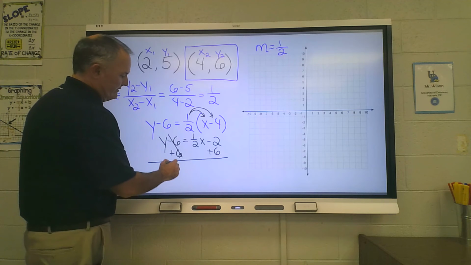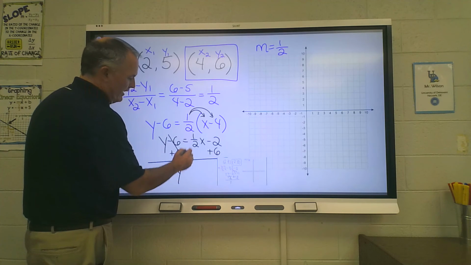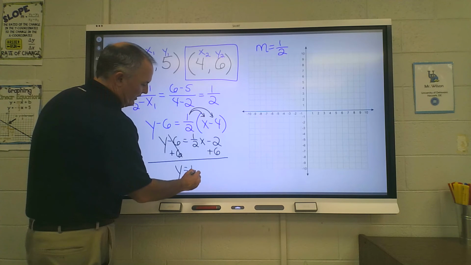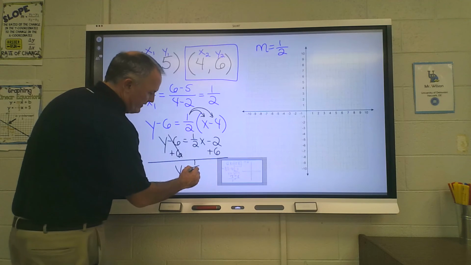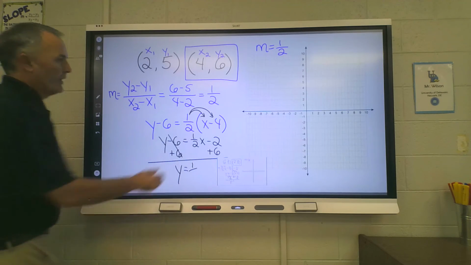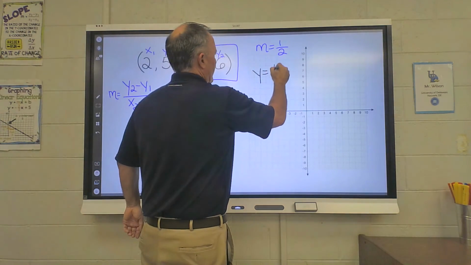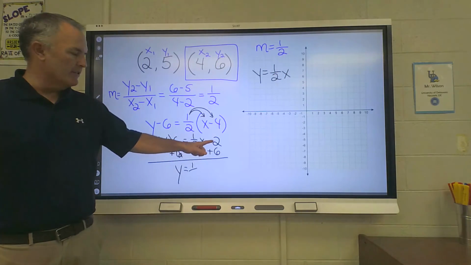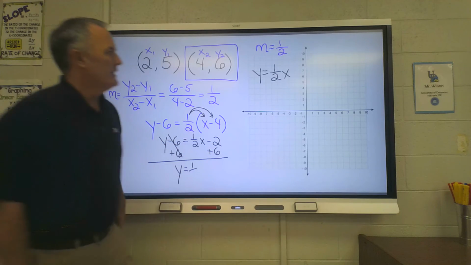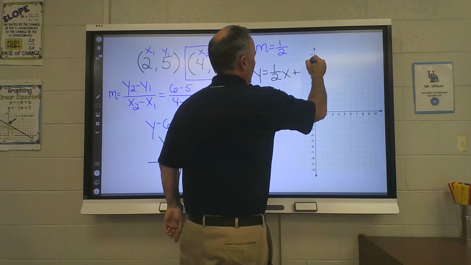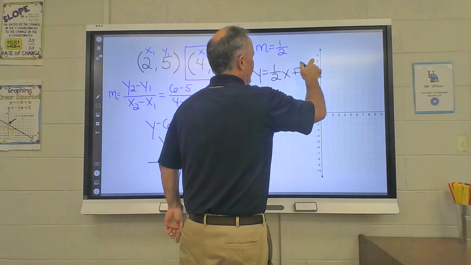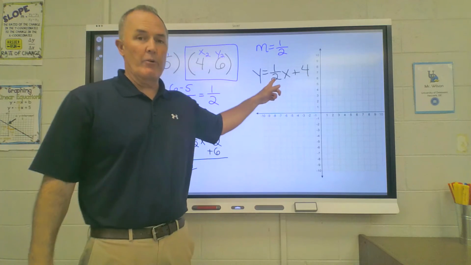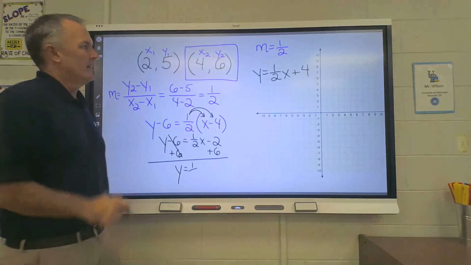If I cancel that out, I'll get y equals, and I still have 1/2 x. That's not going to change, although my board's acting crazy on me today, as it does in class sometimes. We'll write it up here. y equals 1/2 x, and then -2 plus 6 is plus 4. So there's the equation. Everything's acting really weird today. All right, there's my equation. That's in slope-intercept form. Now let's graph it.